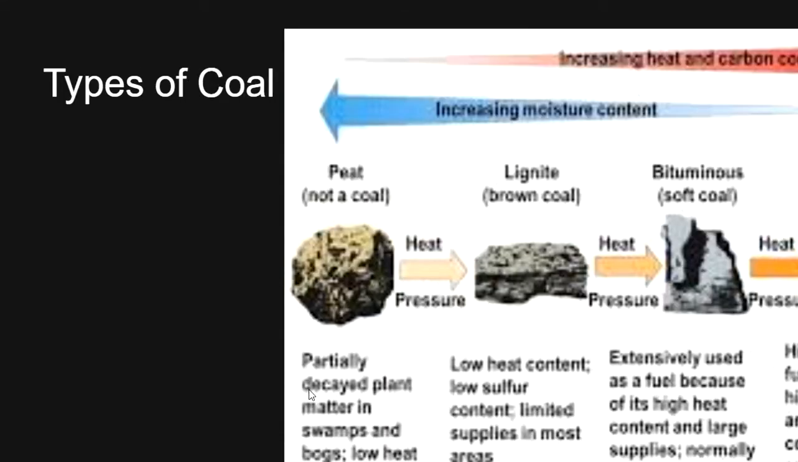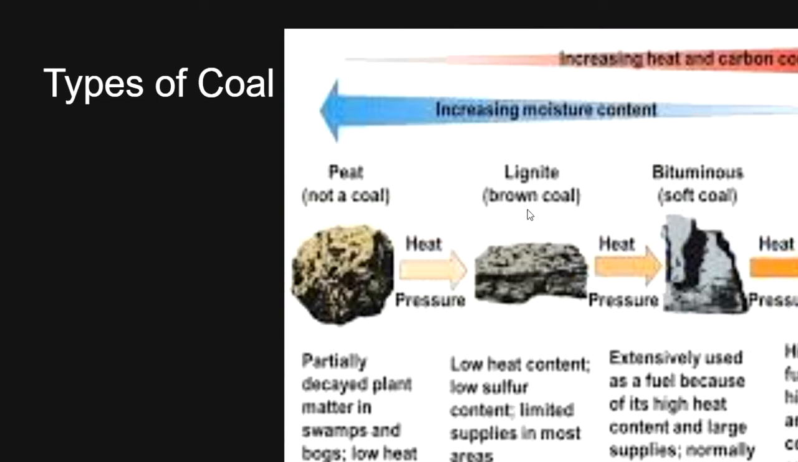Okay, so types of coal. There are two types of coal that we really focus on, and the two types are going to be bituminous coal, which is called soft coal, and anthracite, which is hard coal. And so again, realizing that as we increase heat and pressure, the amount of moisture is decreasing. So we go from not coal to brown coal to soft coal to hard coal, because that heat and pressure has condensed and pushed out the water. Peat we're going to find in swamps and bogs. Lignite we're going to find not as commonly, and then we've got bituminous and anthracite coal.